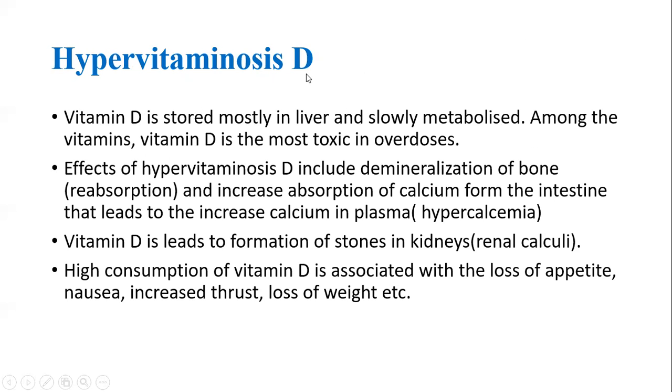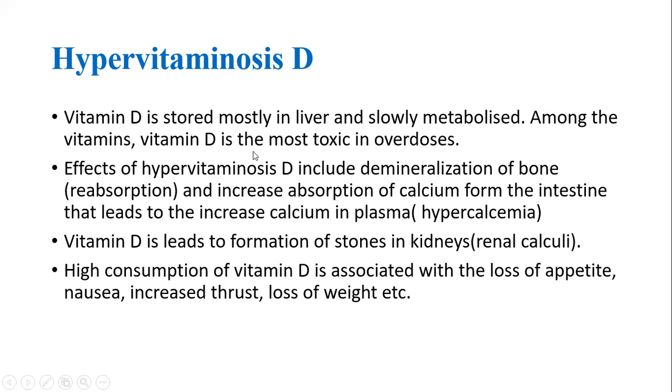Like vitamin A, vitamin D is a fat soluble vitamin. That's why vitamin D is stored mostly in the liver and slowly metabolized, and a high dose of vitamin D causes toxic effects. Among all the fat soluble vitamins, vitamin D is the most toxic in overdose. Effects of hypervitaminosis include demineralization of bones, that means resorption, and increased absorption of calcium ions from the intestine that leads to increased calcium plasma level, which is known as hypercalcemia.